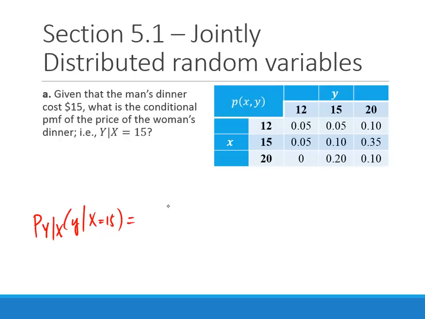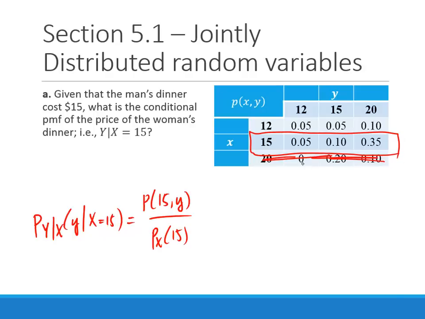This is going to be the joint density when x equals 15 and a generic y, divided by the probability that x equals 15. So the marginal PMF of x is what I want to divide by. When we have the information in a table like this, you can imagine zooming in on part of the table. If I assume that x equals 15, we just ignore all the other information in this table. We focus in on this row, and we don't care about the other cases when x equals 12 or x equals 20.